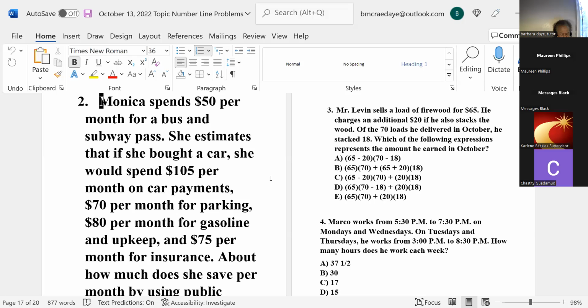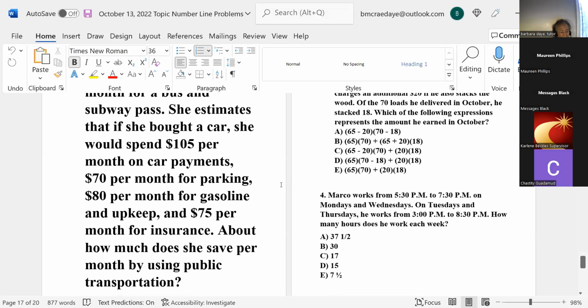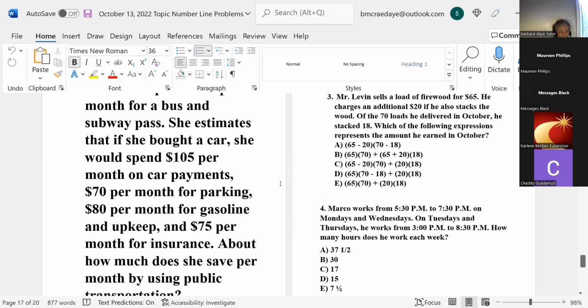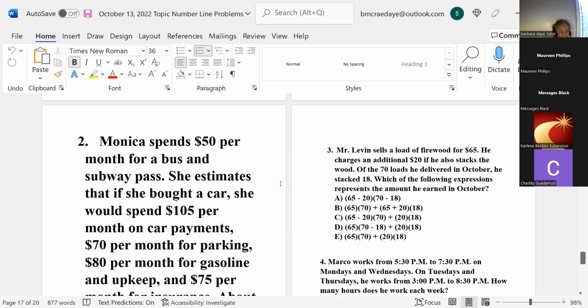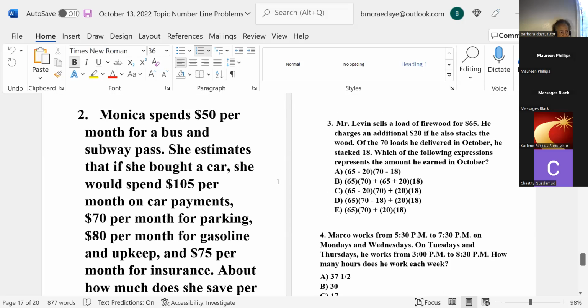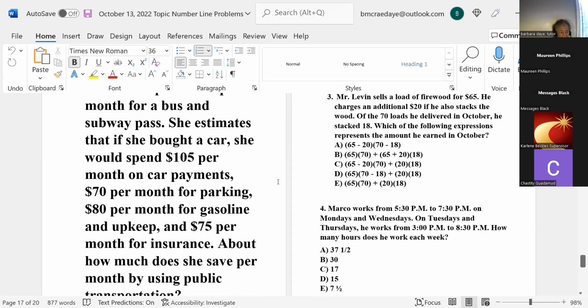Miss, can you scroll up a little bit? I'm not sure if I got all of the bottom of it. It stops at using public. Okay. About how much did she save per month by using public transportation? See, when I go to the bigger text, I don't get it all on one screen. Okay.